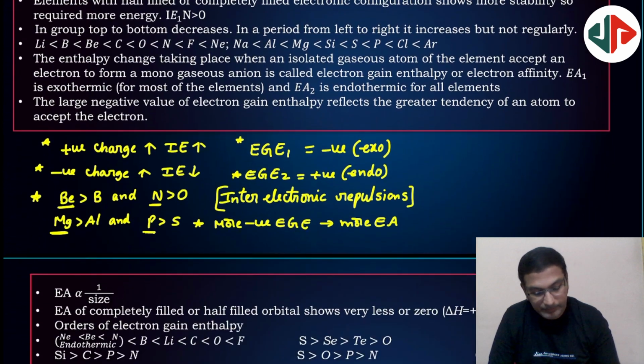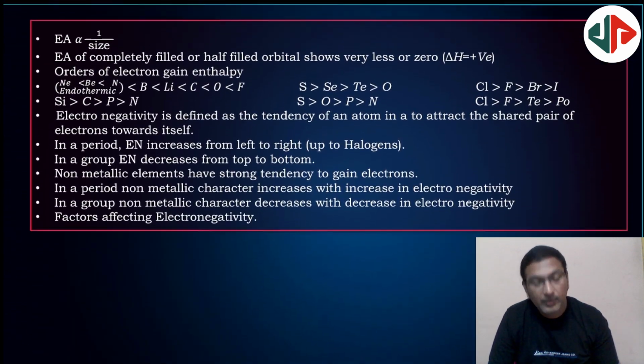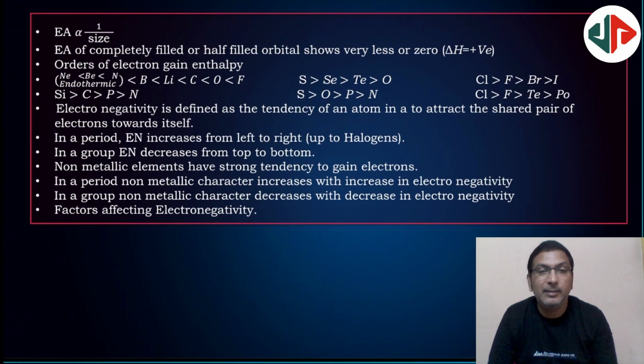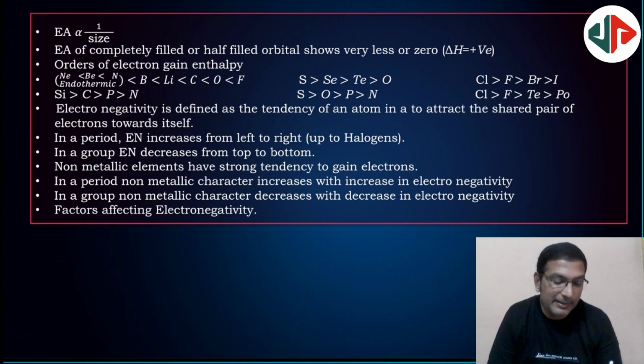Next point. Factors affecting electron affinity or electron gain enthalpy. It also depends on size. As the size increases, electron affinity decreases.